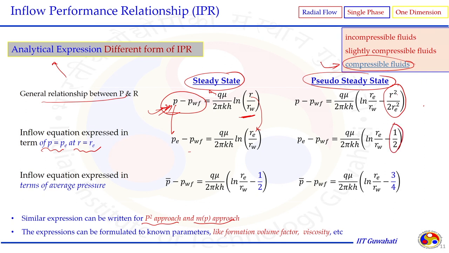When the inflow performance equation is expressed in terms of the average pressure, it could be volumetric average pressure, then an additional term will appear in both the equation for the steady state case and the pseudo steady state case.